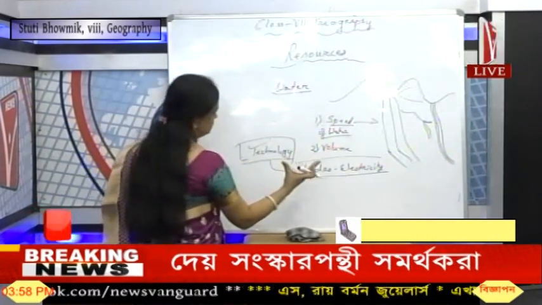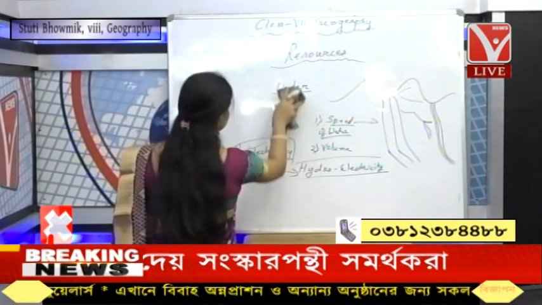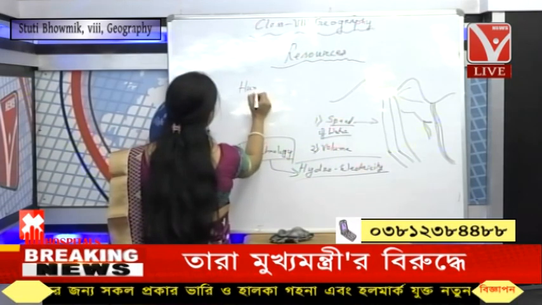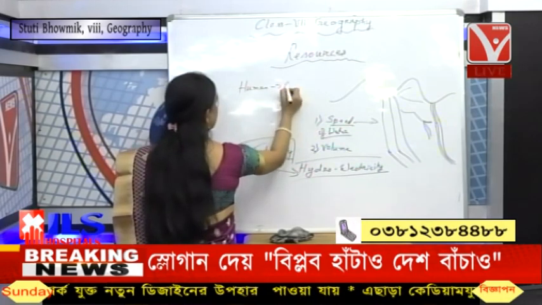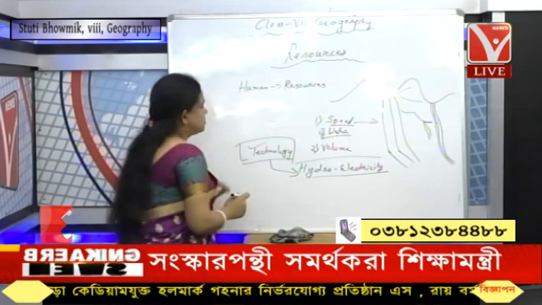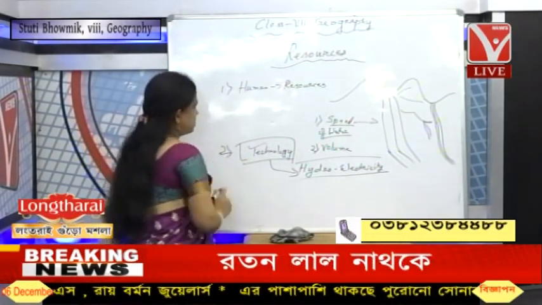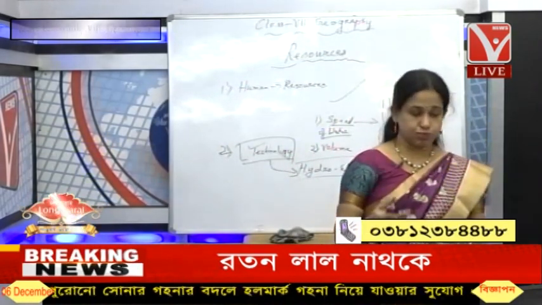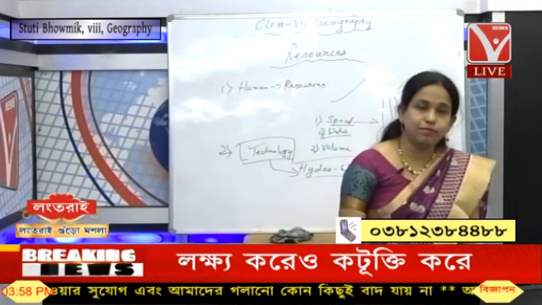Resources have been developed with the help of technology and with the help of identification by human beings. That is, humans are the most important resource. Next is technology. So this is also a factor in the production of a resource. All right. Then moving onward, we have time and technology.